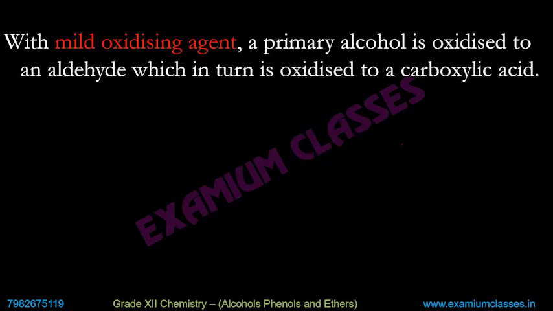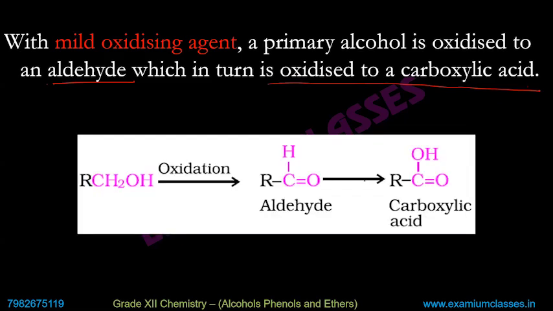With mild oxidizing agents, a primary alcohol is oxidized to an aldehyde, which in turn is oxidized to carboxylic acid. This is something what I explained on previous slide also. So alcohols on oxidation, we will get aldehyde, and aldehyde will give us carboxylic acid, with mild oxidizing agent.